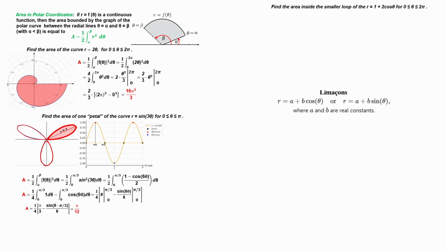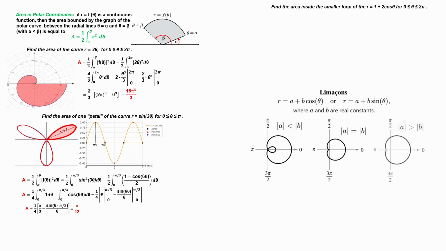When the absolute value of a is less than the absolute value of b, the curve has an inner loop. When the absolute value of a is equal to the absolute value of b, the curve becomes a cardioid, a heart-shaped curve. When the absolute value of a is greater than the absolute value of b, the curve is a dimpled or convex limaçon without an inner loop.